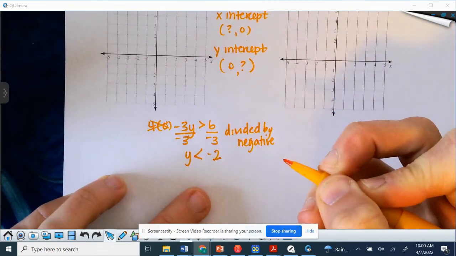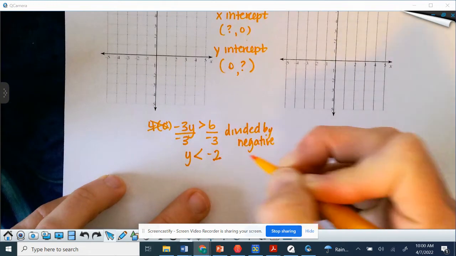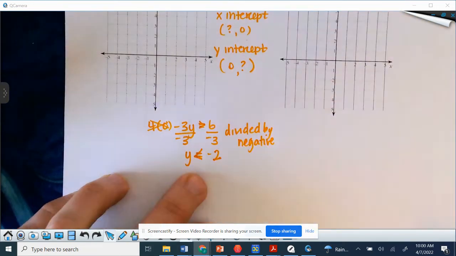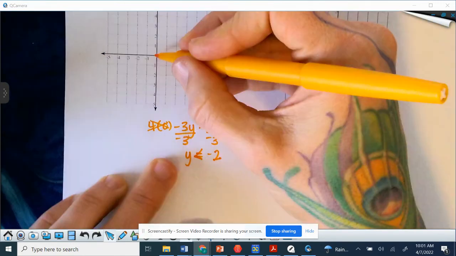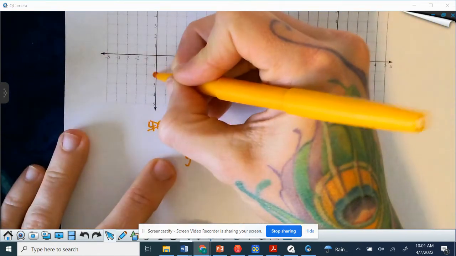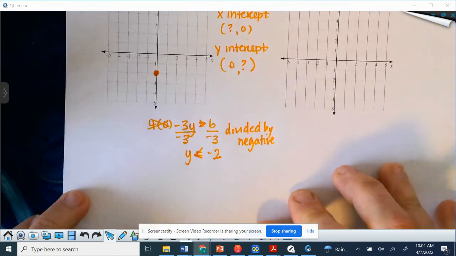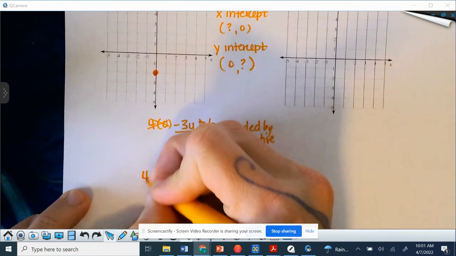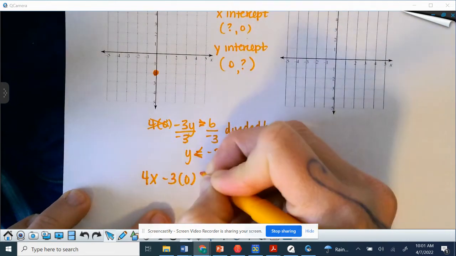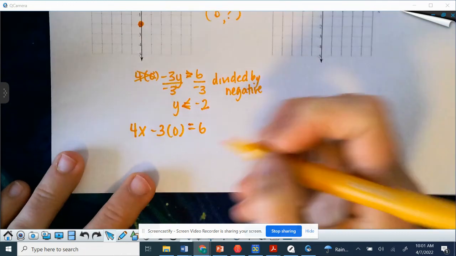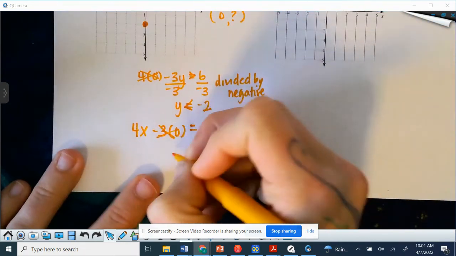So it gives me a negative 2. It really doesn't matter, we're pretending that. So y is going to be negative 2 when x is 0. And then we're going to solve for the x-intercept, which is 4x minus 3 times 0. And we can just put equal to 6 because we're just solving for that value, not necessarily the inequality part. These go away. So 4x equals 6.